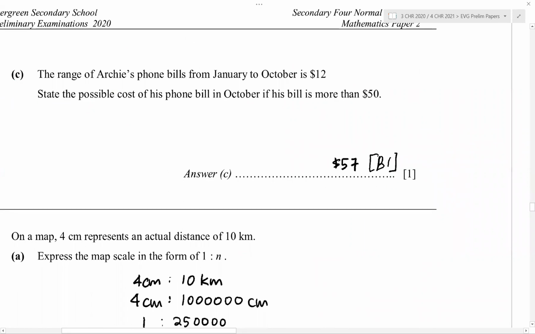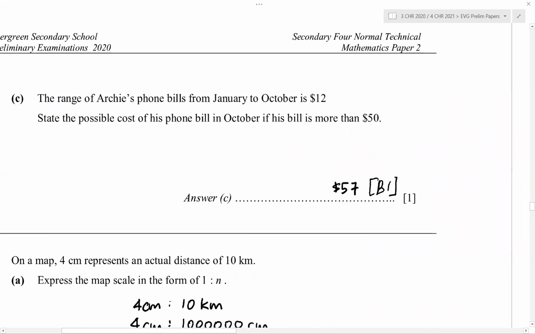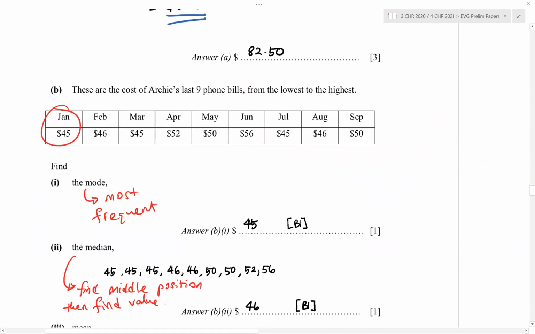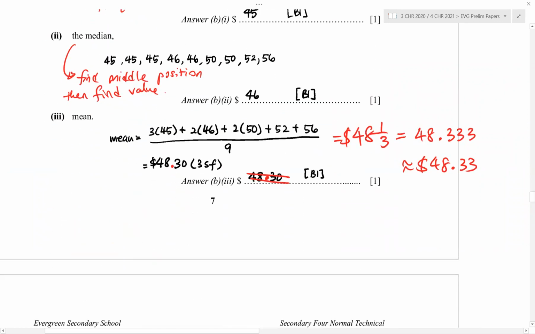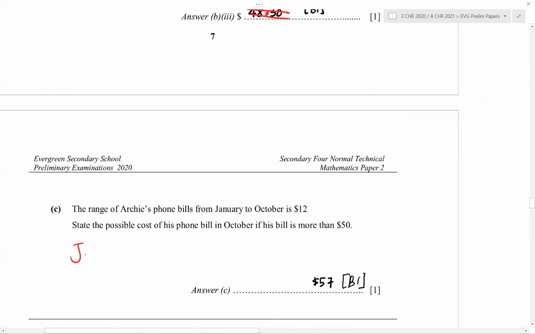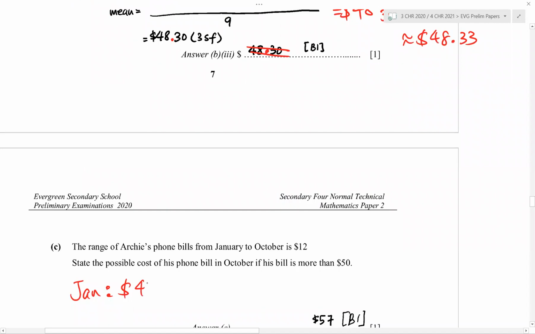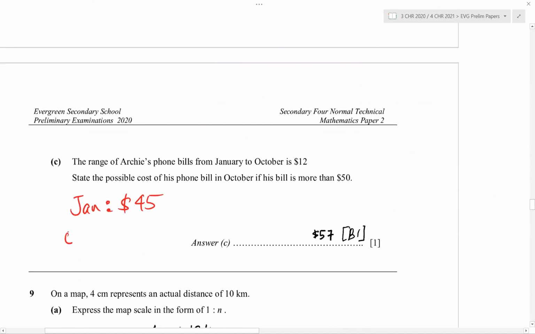Paper C, 57. Okay, the range of the bill from January to October is 12. January is $45. Okay, our range is 12. How do we get the range?